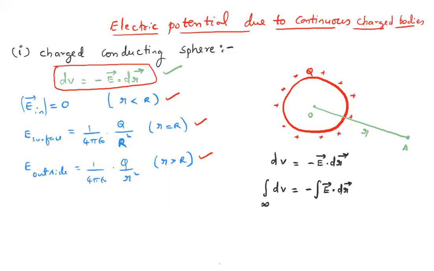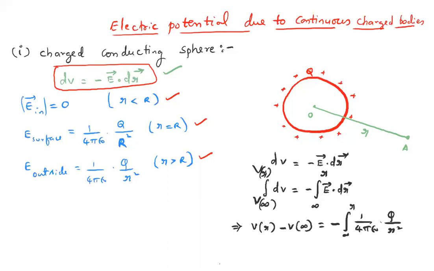Now we are bringing a charge from infinity to a point P, that is, from potential at infinity to potential at some distance r. And here r changes from infinity to some distance r. If we integrate, integral of dV is V, and applying limits, V of r minus V of infinity, potential at r minus potential at infinity, is equal to minus integral from infinity to r of 1 by 4 pi epsilon naught capital Q by r square into dr.